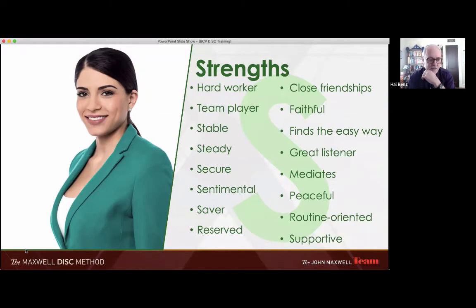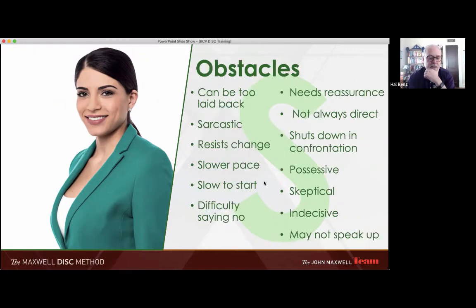Some great strengths for the high S's: they're hard workers, they're team players, they're stable, steady. They're great listeners. They're faithful. They build close relationships and people love to have them around. But they can be too laid back sometimes. Sometimes the situation requires you to put your high D pants on for a little bit. Sometimes when they feel that they're being challenged, because they don't like confrontation, they can be really snarky. High S's can be super snarks.